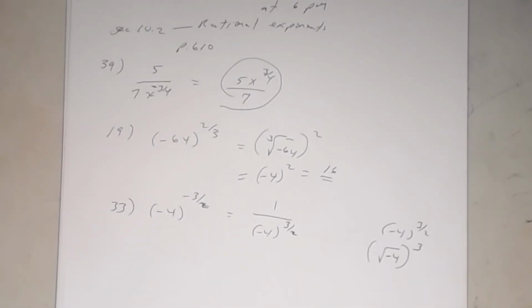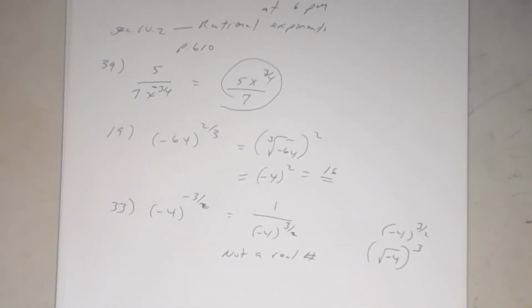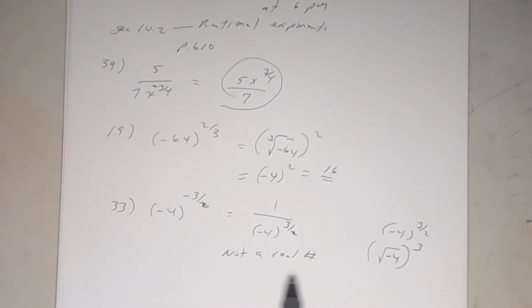What's the square root of negative 4? The square root of negative 4 is not a real number, until you make it with the imaginary unit. So here you're going to say not a real number. In my math lab, there's going to be one or two where you're going to have to say not a real number. You cannot take the square root of negative 4. No real number times itself is negative 4.